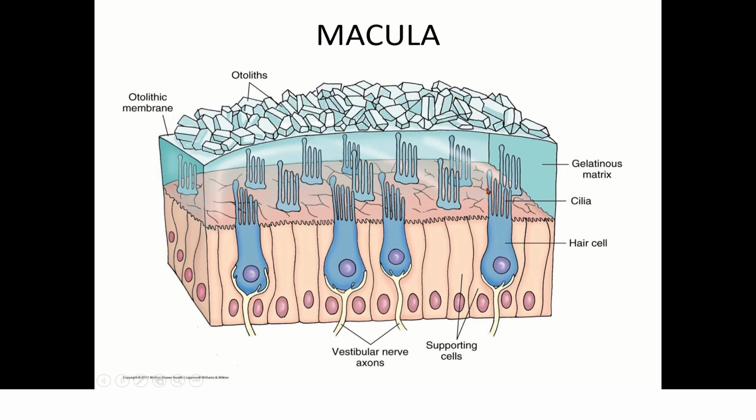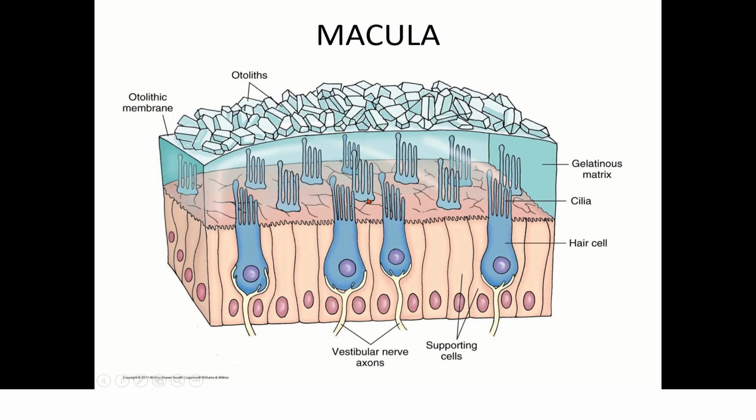Here you can see there is a long kinocilium and the stereocilia. When the stereocilia bend towards the kinocilium, there will be excitation. When they bend away from the kinocilium, there will be inhibition. If you see the macula, it has supporting cells and hair cells, and there is a gelatinous matrix here, that is the otolithic membrane.